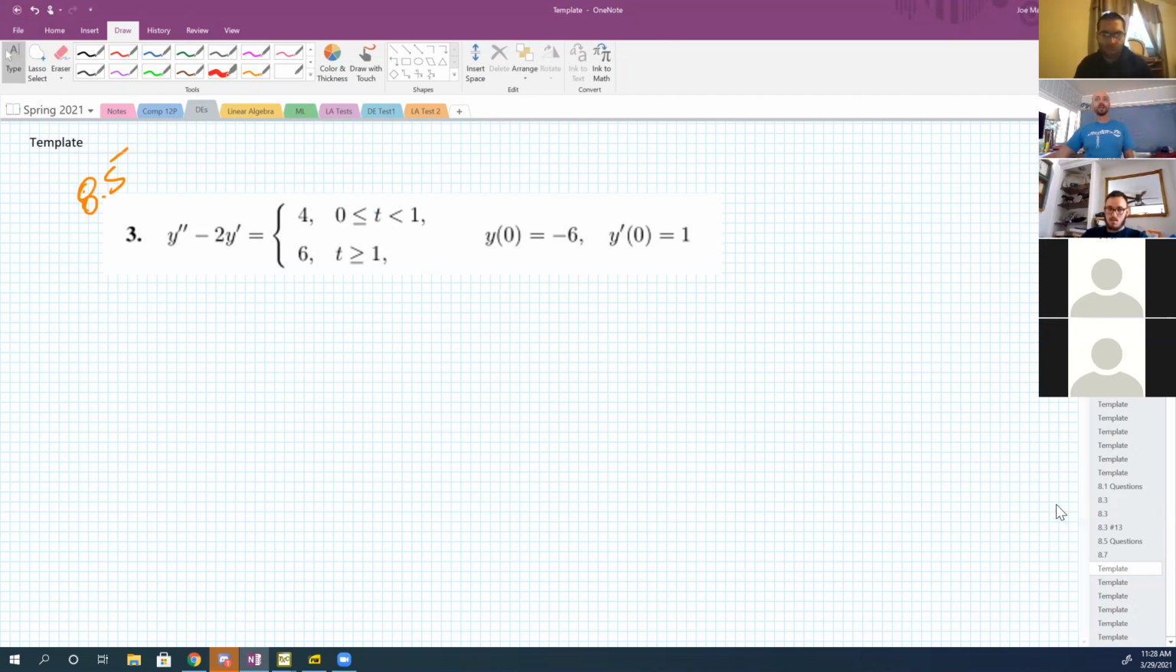First things first, I need to go get my Laplace transform sheet. Zeroth thing, I think I need to rewrite this right-hand side because currently it's piecewise. I would like to rewrite that into some variety of Heaviside functions, right?